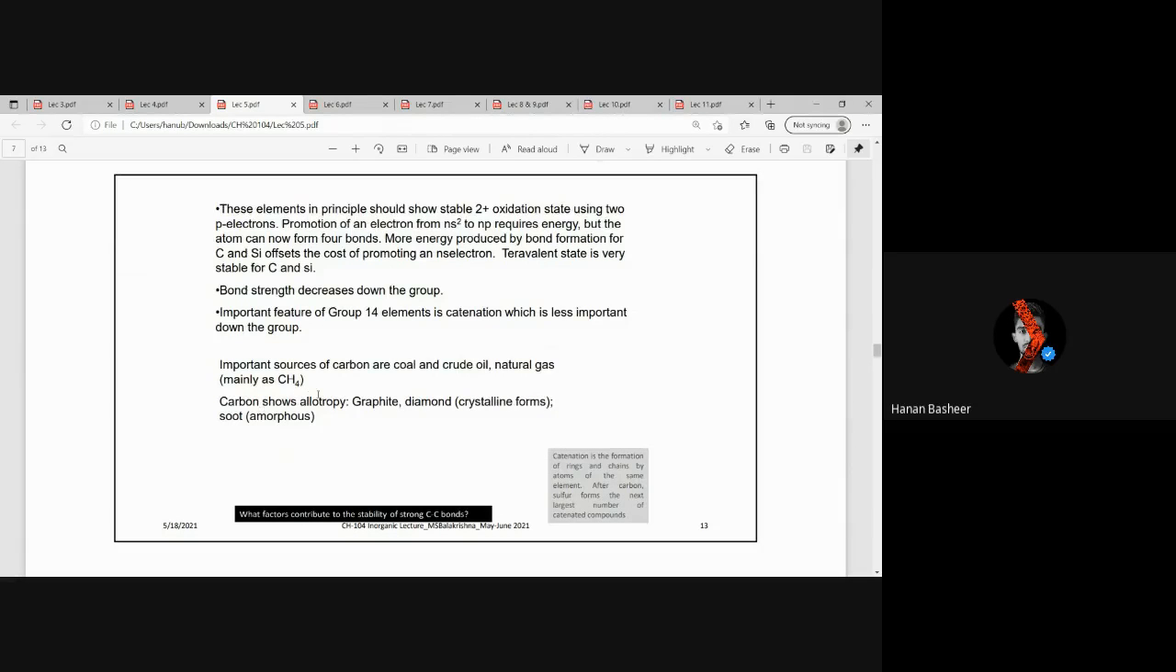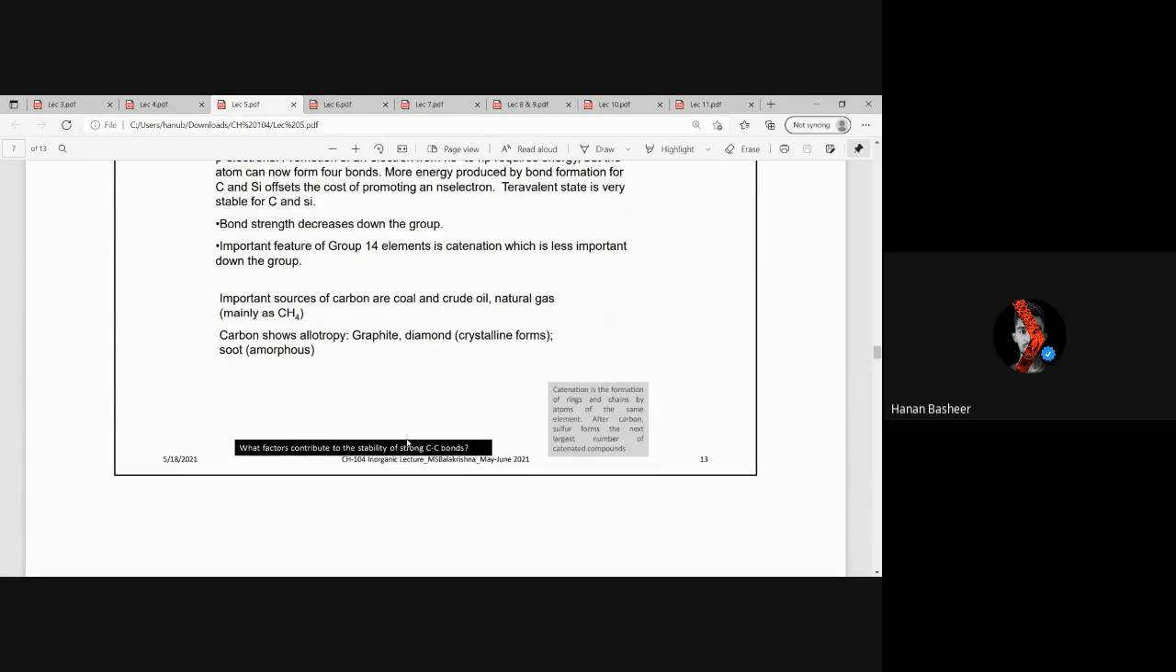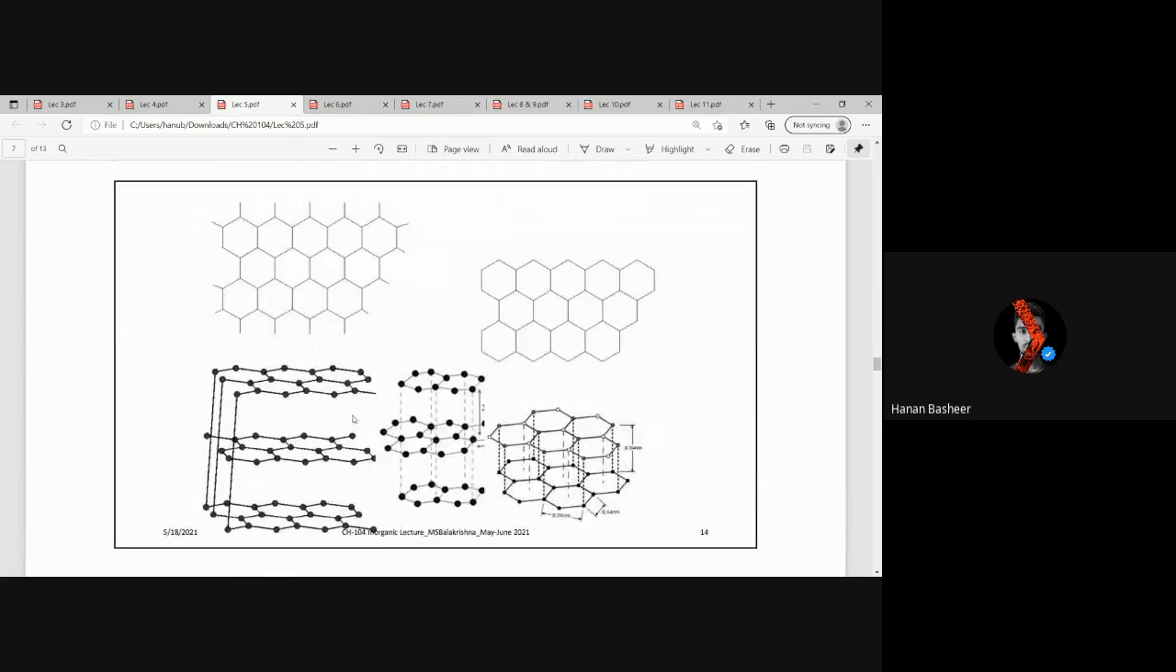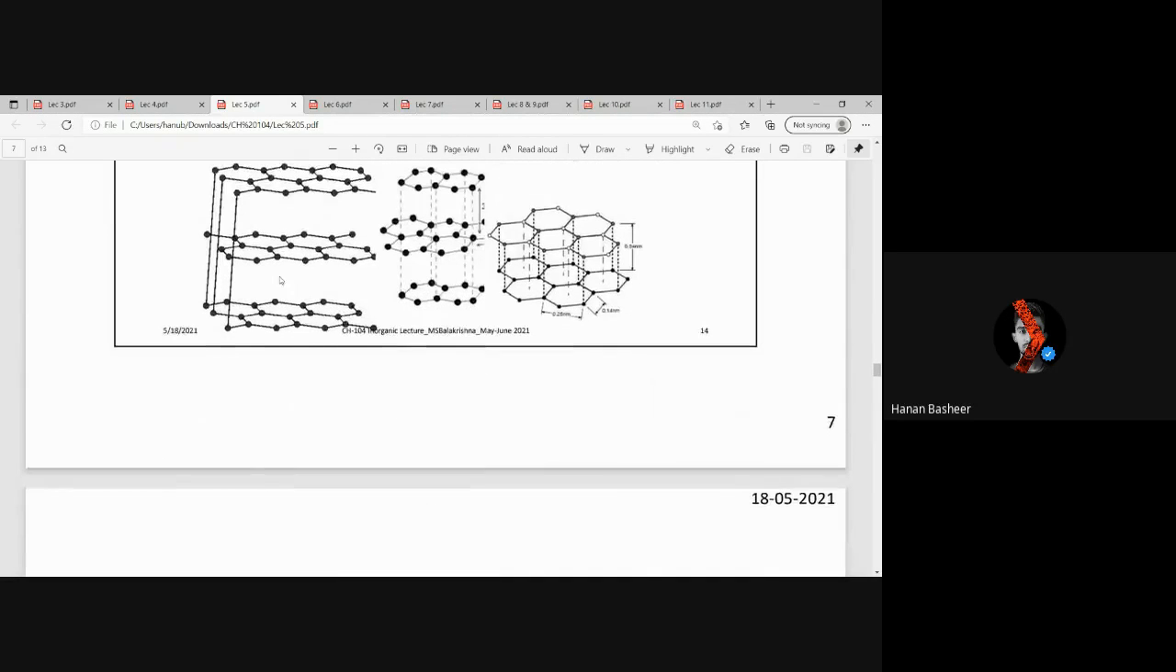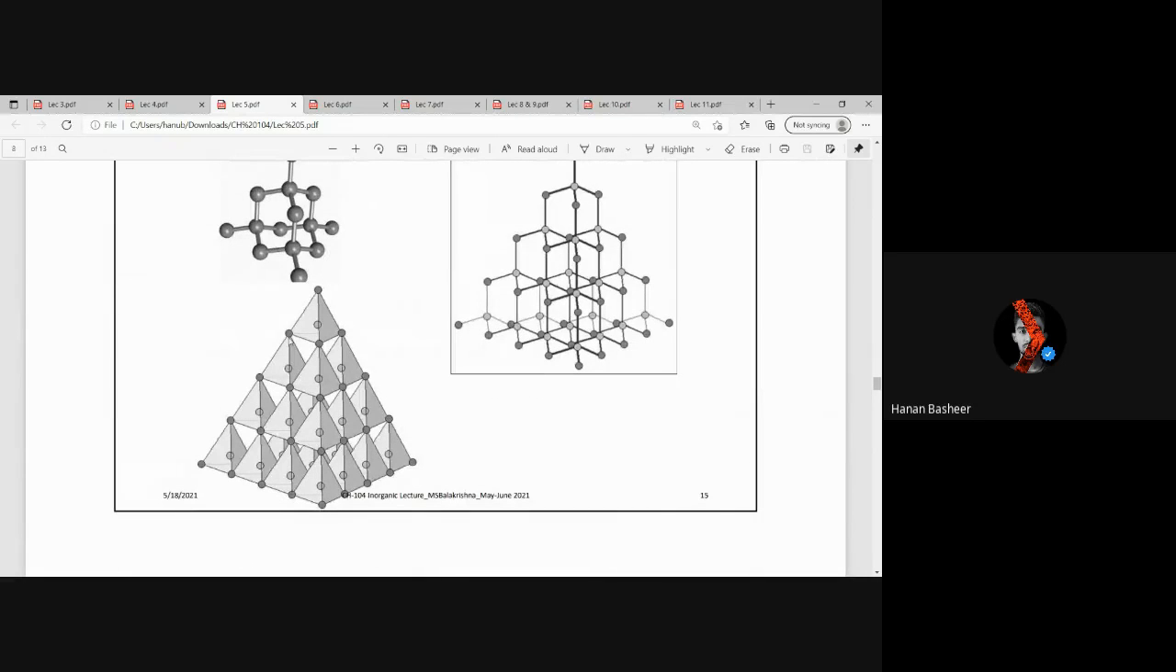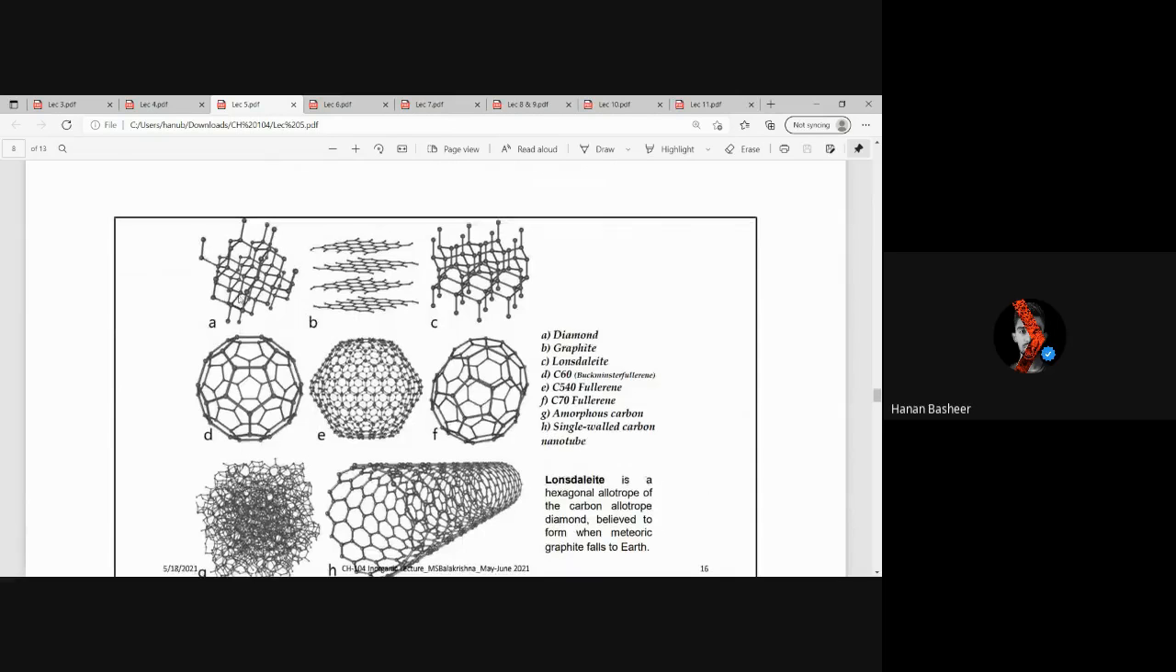And carbon shows allotropy, which is the most important thing that it has: graphite, diamond, and soot. Like this, allotropes are seen. You can see this is the structure of graphite, which has layers. Then this is the structure of diamond. Similarly, we can go through them again: this is diamond, this is graphite, this is Lonsdaleite, and this is C60 buckminsterfullerene. We know them as buckyballs. This is C540, and this is C70.